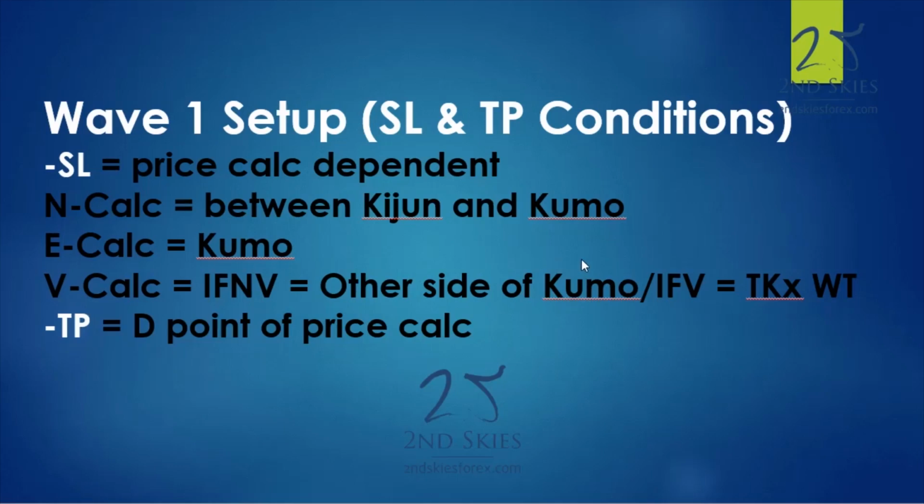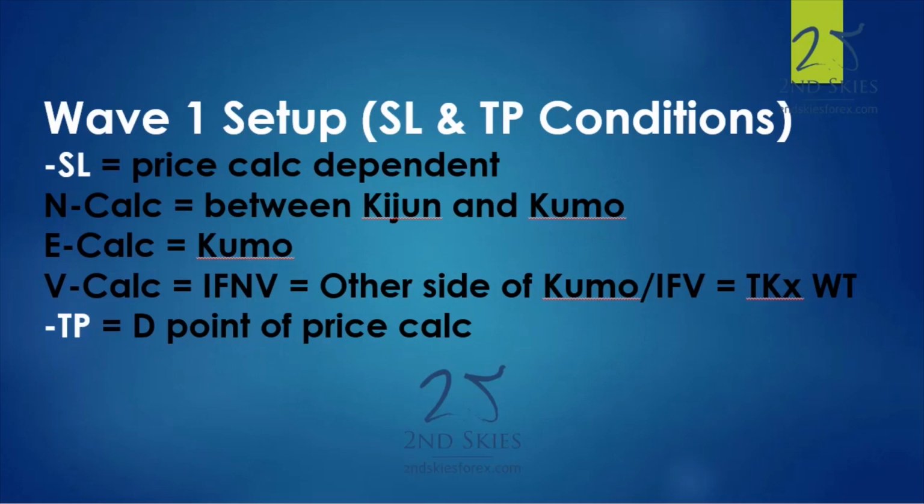I know this may sound theoretical or kind of hard or conceptual at this point. When I show you some charts, it'll start to make sense. Try to hold your questions till then. The take profit is very straightforward. It's the D point price calculation based upon the type of wave that we have.